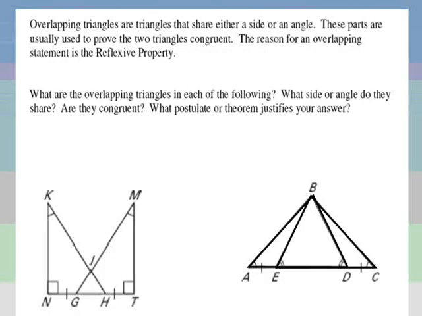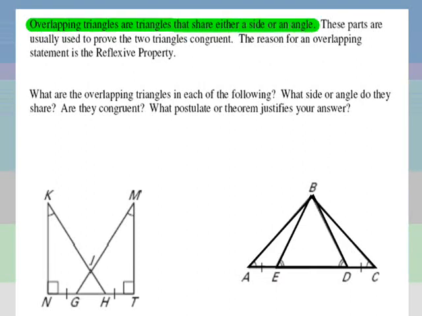We're going to be talking about overlapping triangles. And the key thing to remember about overlapping triangles is that they are triangles that share either a side or an angle. And those parts, the side or the angle, are usually going to be used when we're proving two triangles congruent. And that means that the reflexive property is typically going to show up in these proofs.